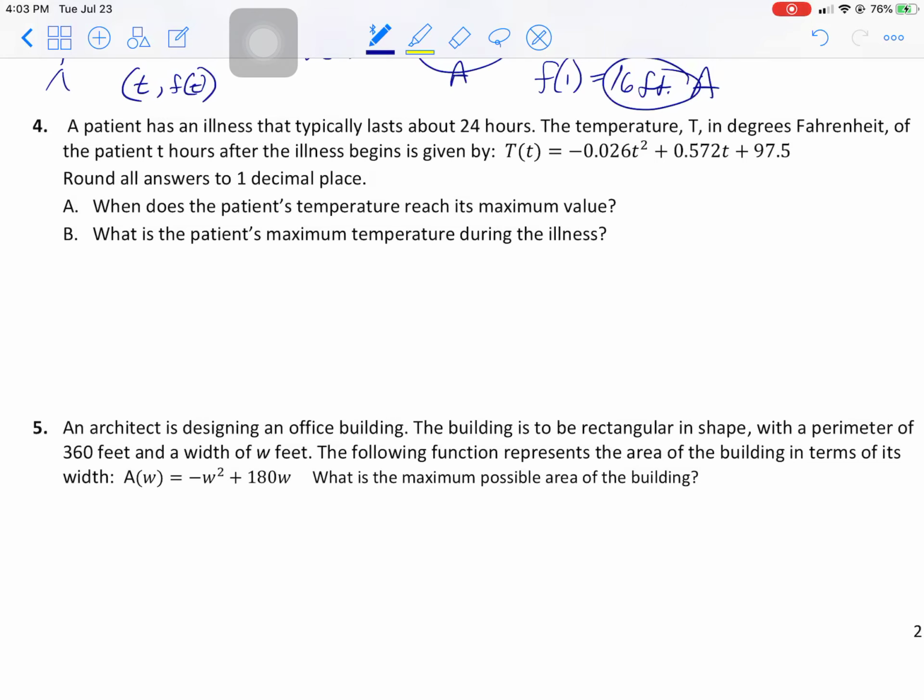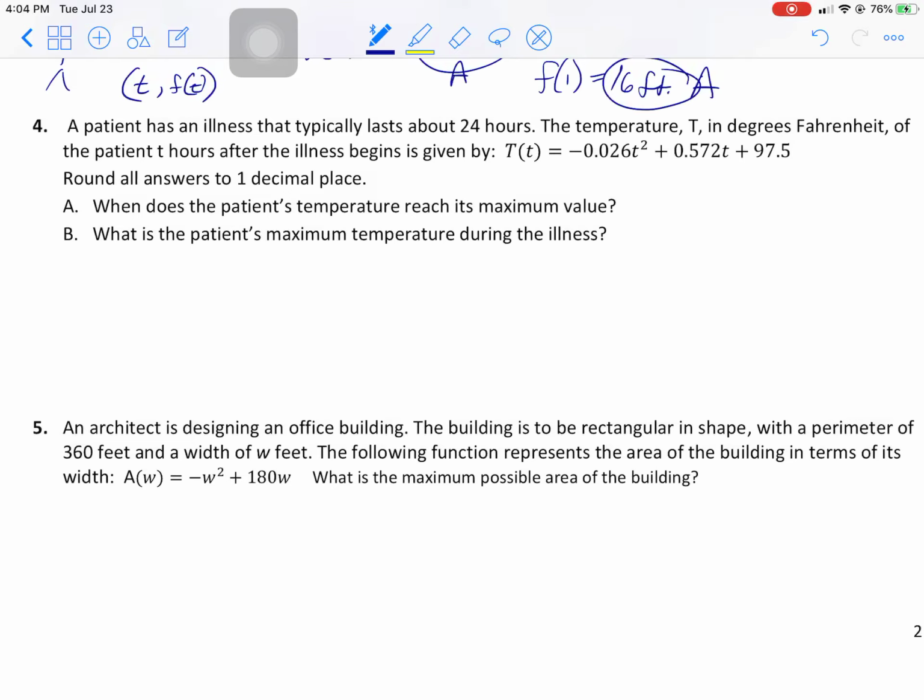All right, we're on page 2 of lesson 5. We were still talking about min and maximum examples. Number 4, the patient has an illness that typically lasts 24 hours. The temperature T in degrees Fahrenheit of a patient t hours after illness begins is given by the following.